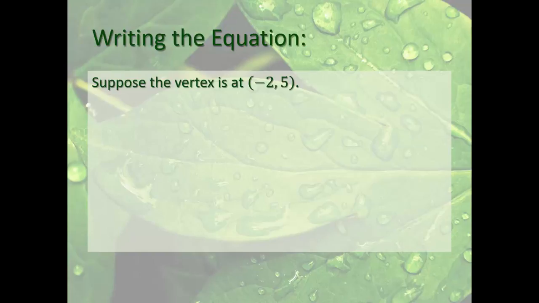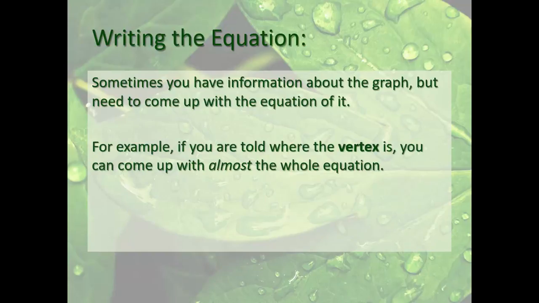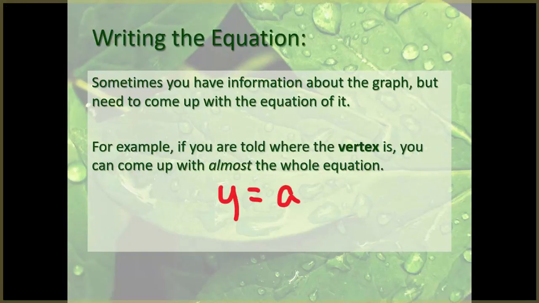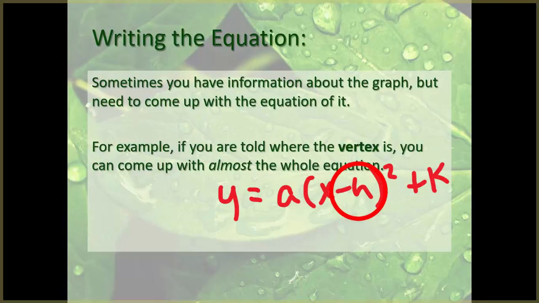Okay, so first of all, let me backtrack here. If you are told what the vertex of the equation is, you almost have the whole equation right there. Because remember, we used y equals a(x minus h) squared plus k. When we have the vertex, we have h and we have k. The only thing we don't know is what a is.